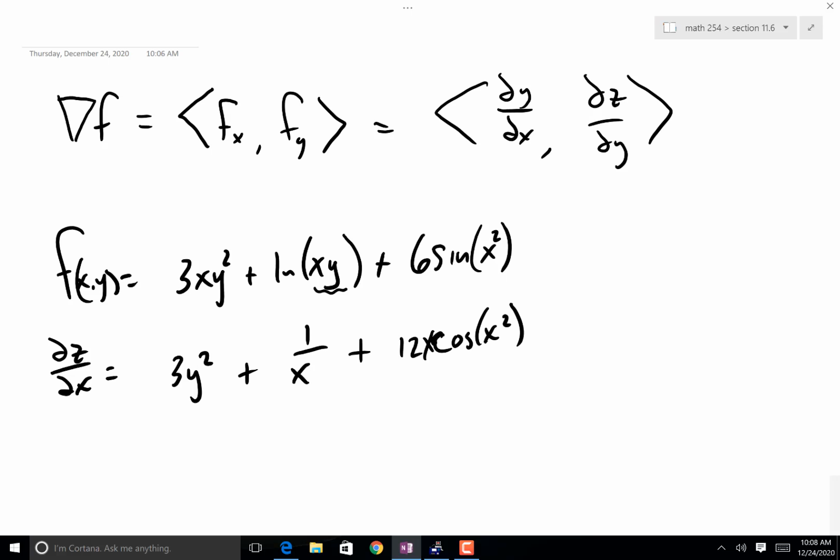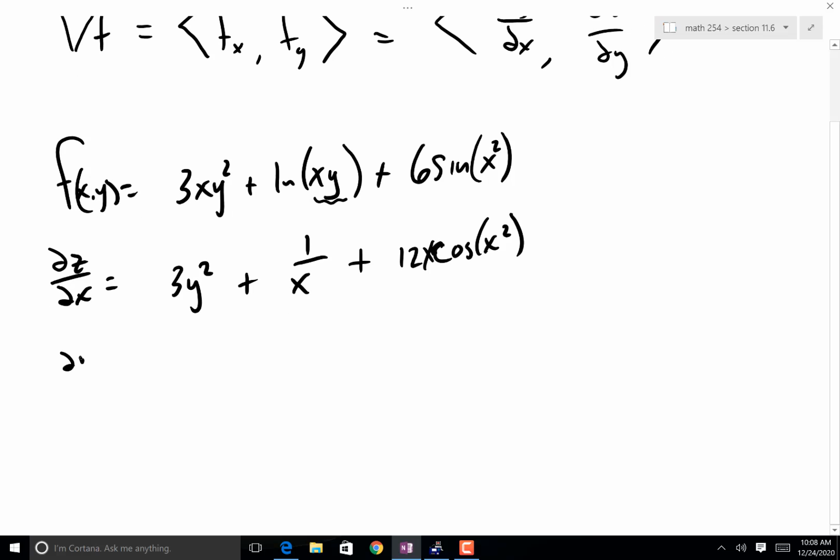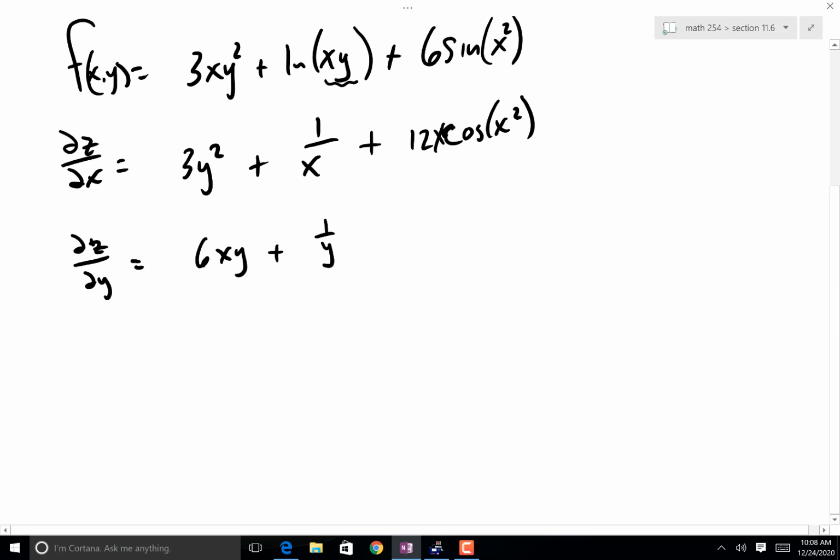Nice. Ditto with the y's, very straightforward. It's going to be 6xy plus 1 over, well, it's going to be x over xy, so it's going to be that. And then, of course, that goes away, so that's nice. Wait, so you're telling me that my gradient is simply this?